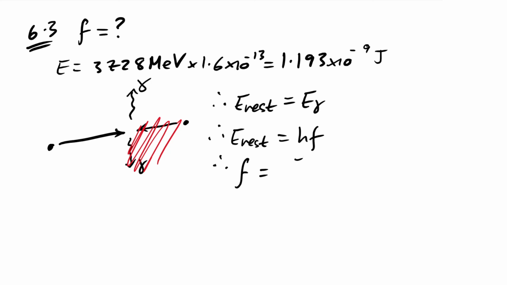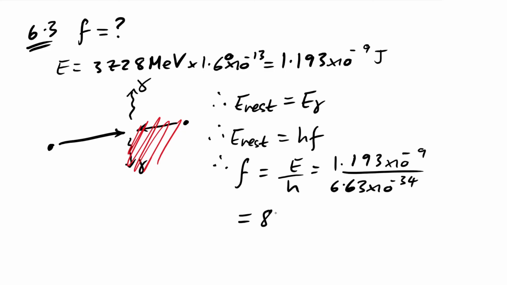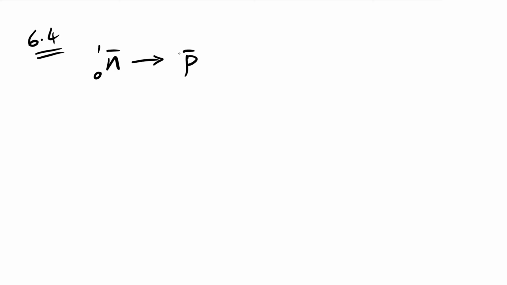Rearranging that, frequency is equal to the energy, rest energy, just left it as E though, divided by Planck's constant. And that gives us 4 sig figs, 8.997 times 10 to the 23. Now our data has been given to 4 sig figs, but we have used in there 1.60 times 10 to the minus 13 from our formula sheet. So if we're doing it to 3 sig figs, then we're just going to round it to 9.00 times 10 to the 23 hertz.